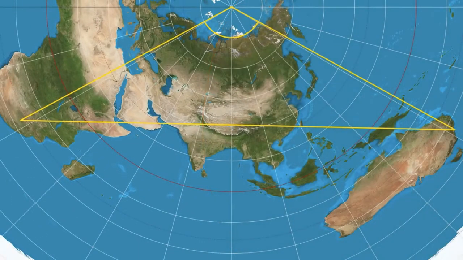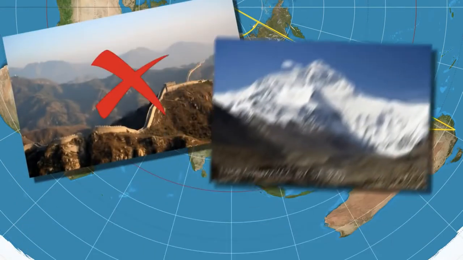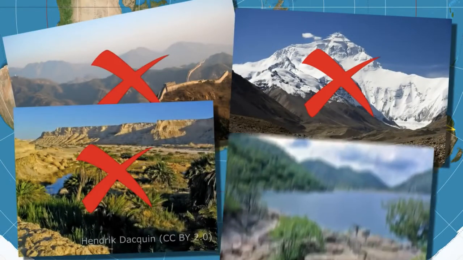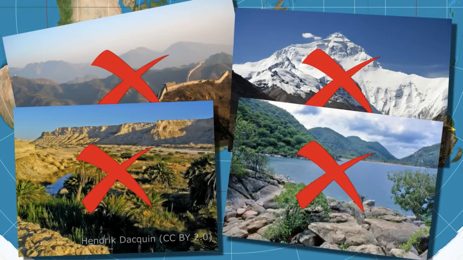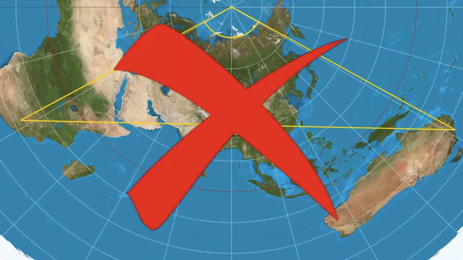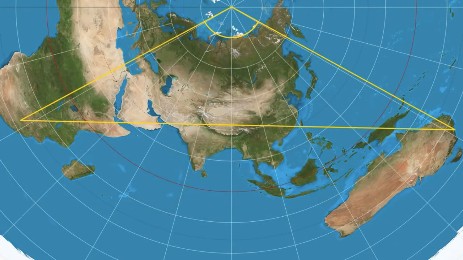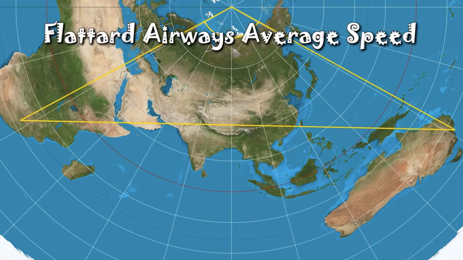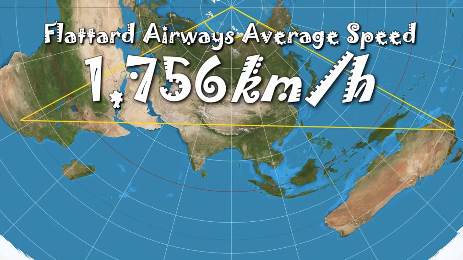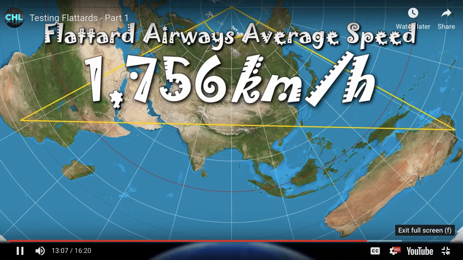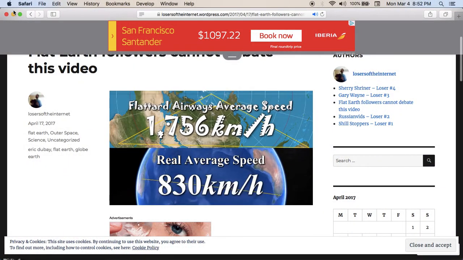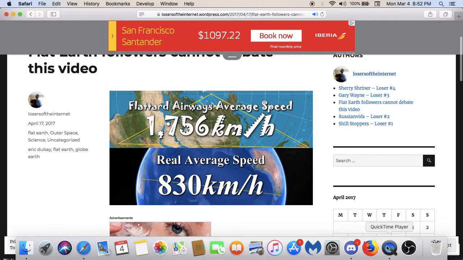Since no passengers who have flown direct between Sydney and Johannesburg have ever spotted China, the Himalayas, the Arabian Peninsula or Eastern Africa, let alone stopped at any of their bloody airports, we can be quite sure that this isn't the route taken. Also, as passengers on these flights do arrive in the scheduled 13.5 hours or so, Flattards Airways would have to fly at an average speed of 1,756 kilometers per hour, and faster with a refuelling stop, rather than the more sedate 830 we found earlier.